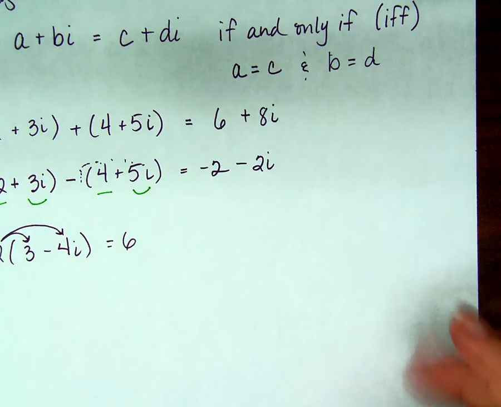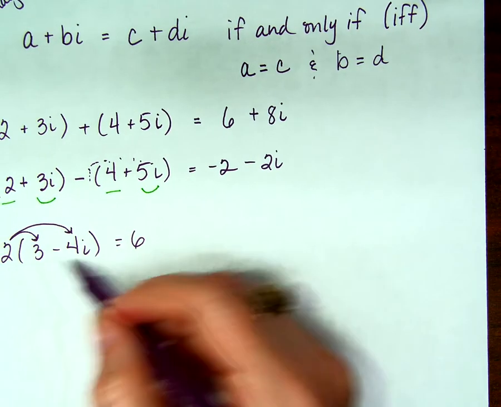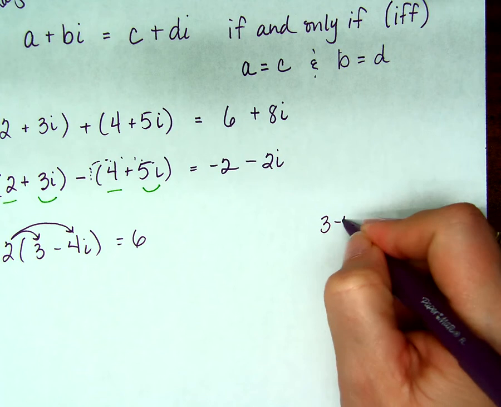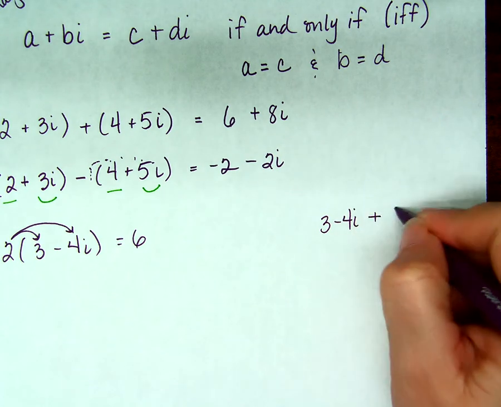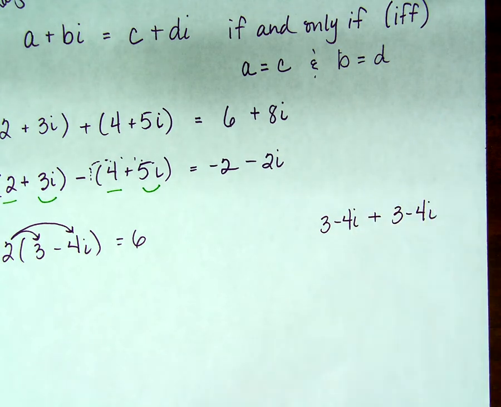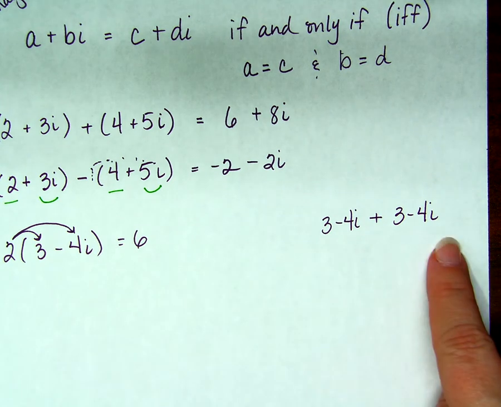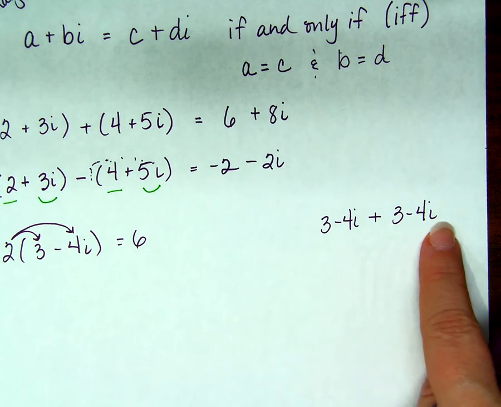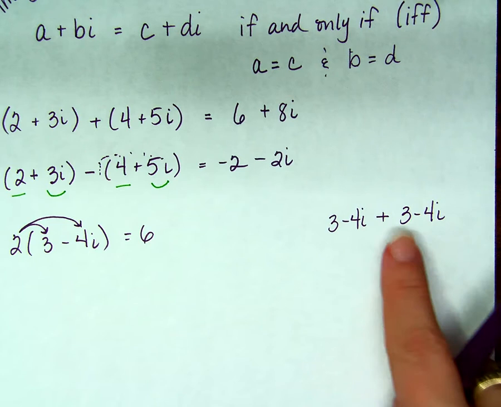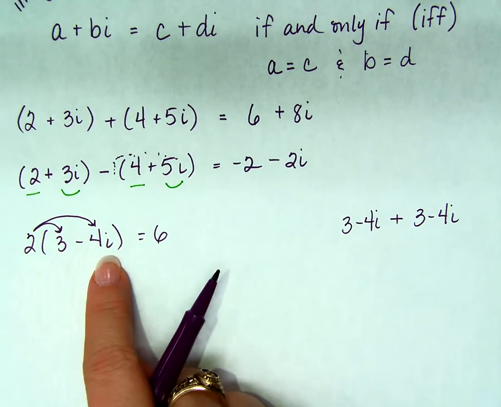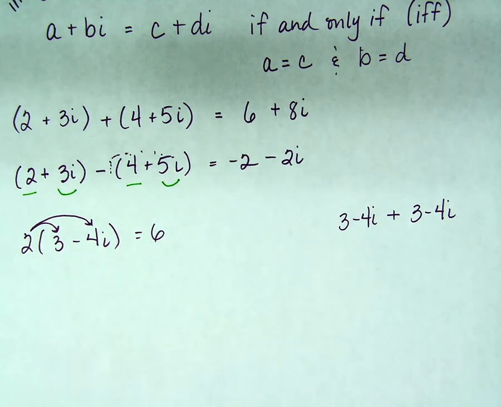Let me ask you this question. Is this problem right here the same thing as this problem right here? Multiplying something by 2 is just like adding it twice, right? So wouldn't I get 6 minus 8i over here? So do you think I'm allowed to multiply real and imaginary? Yes.